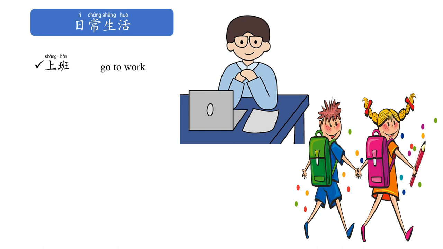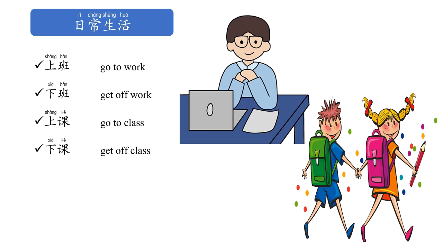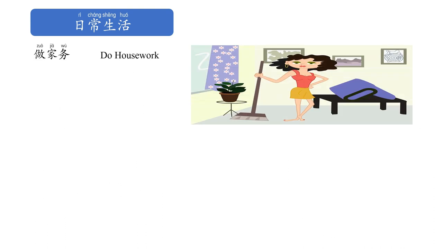上班, to go to work. 下班, get off work. 上课, go to class. 下课, get off class. 开会, have a meeting. 做作业, do homework. And let's practice some words about housework and hobby.